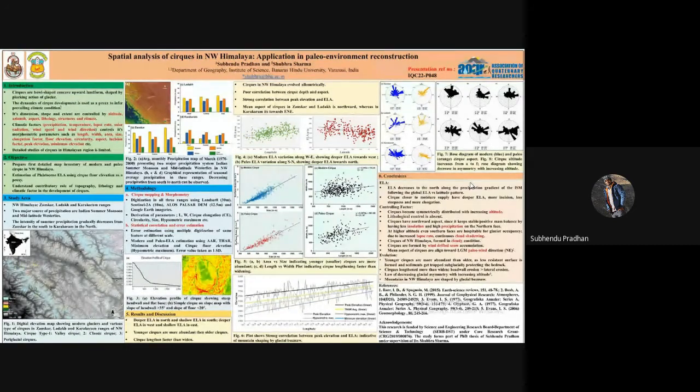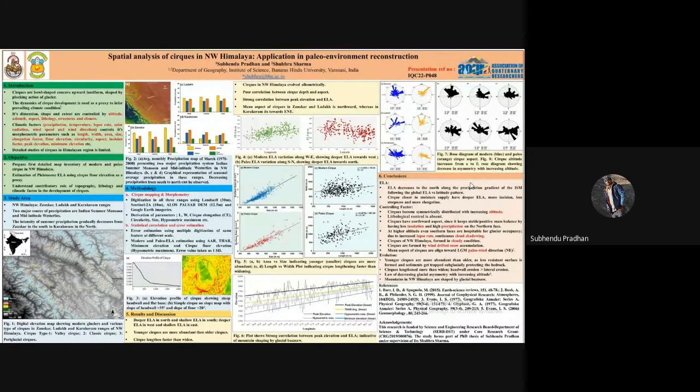First, we found that the ELA decreases to the north along the precipitation gradient of the Indian summer monsoon, and it follows the global ELA versus latitude pattern, where the equator has higher ELA and the poles have lower ELA. Also, cirques in the western sectors are found to be deeper and more incised, which proves the dominance of mid-latitude westerlies in Northwest Himalaya.